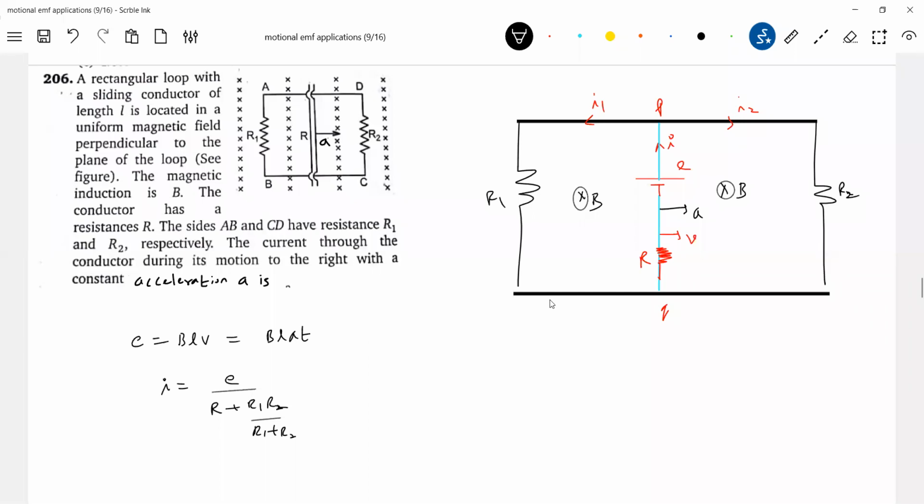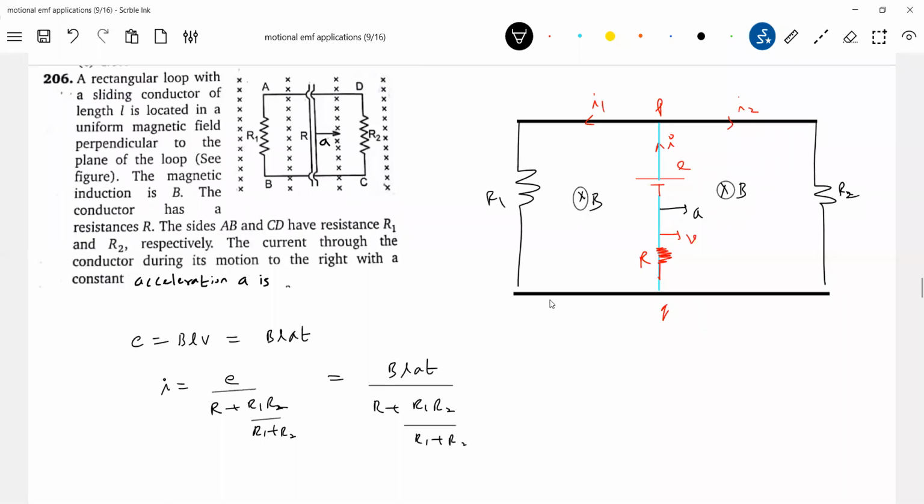The moving rod, there will be an EMF induced across the rod. The rest, everything, you have to come to either the laws of magnetism or current electricity ideas. Now what is I further? This will be BLat divided by R plus R1 R2 by R1 plus R2.